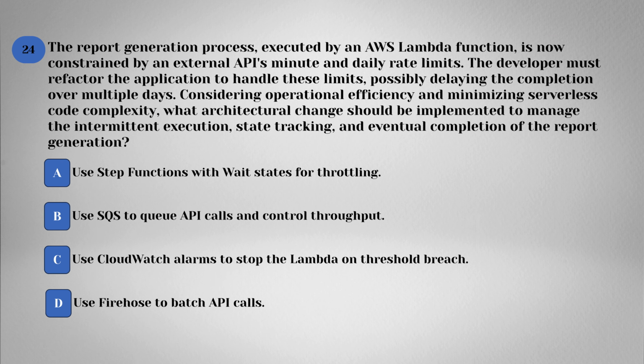The report generation process, executed by an AWS Lambda function, is now constrained by an external API's minute and daily rate limits. The developer must refactor the application to handle these limits, possibly delaying the completion over multiple days. Considering operational efficiency and minimizing serverless code complexity, what architectural change should be implemented to manage the intermittent execution, state tracking, and eventual completion of the report generation?